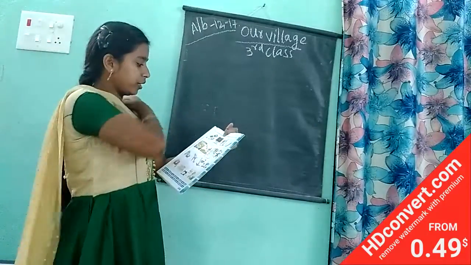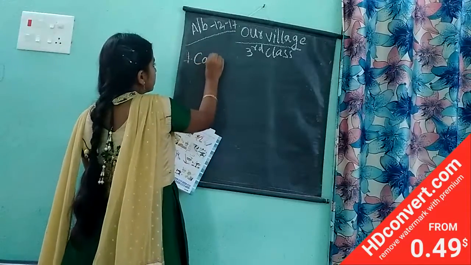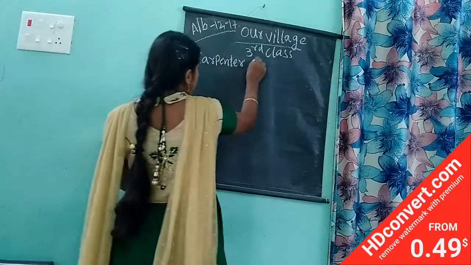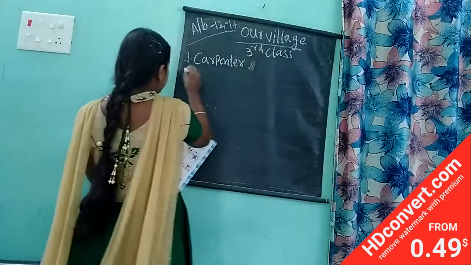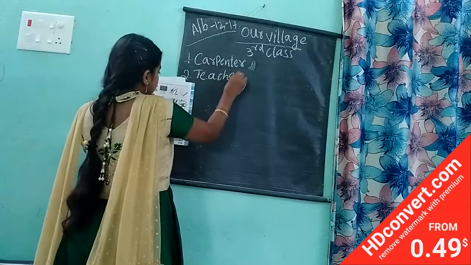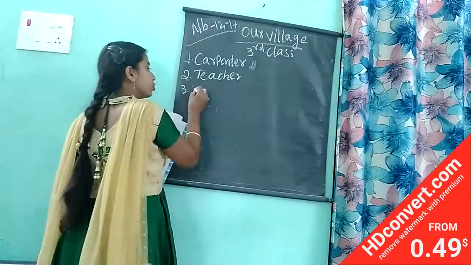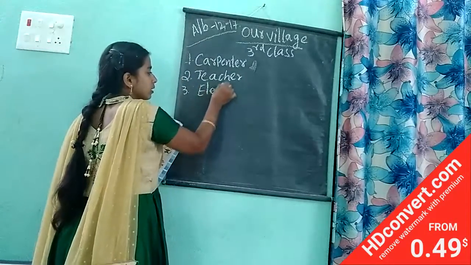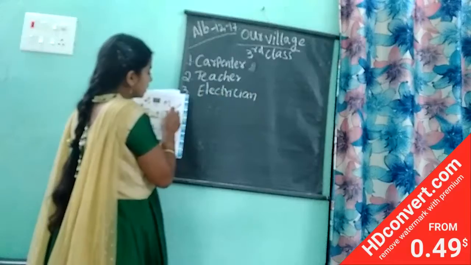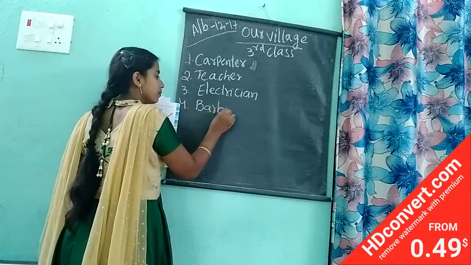Page number 15. The first one is related to the carpenter. Second one, I am writing down, this is blackboard, teacher. Third one, if you see these screwdrivers, this cutting blade, everything is used by the electricians, those who do the electrical work, electrician. The fourth one, this is scissors and comb, everything will be used by the barbers who cut our hair.